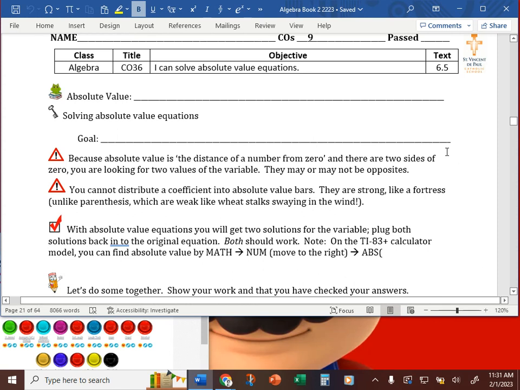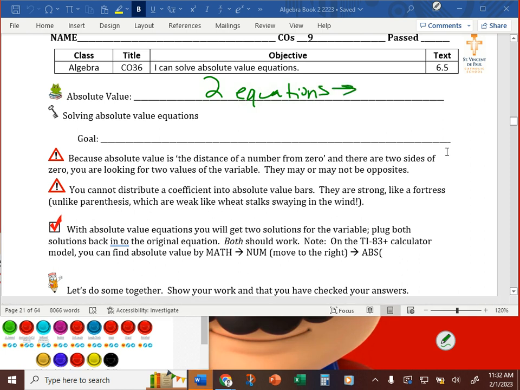We are continuing through CO36, which is absolute value equations. We talked yesterday about absolute value. The whole definition is a number's distance from zero. And we also discussed how absolute value equations are special in that when you solve an absolute value equation, you are getting two equations, which means you have two solutions.